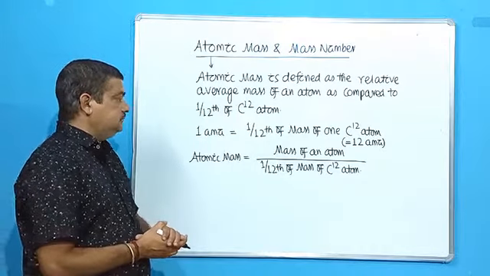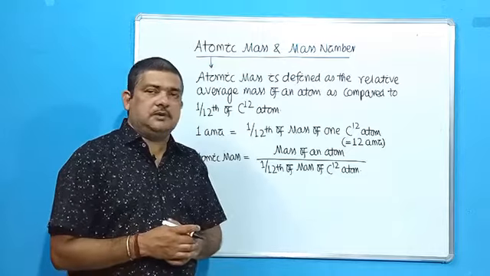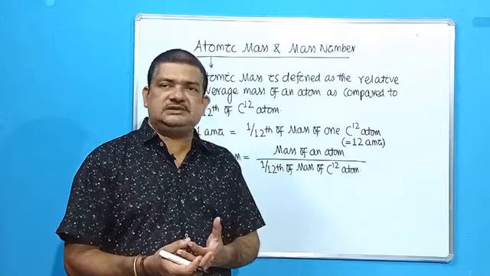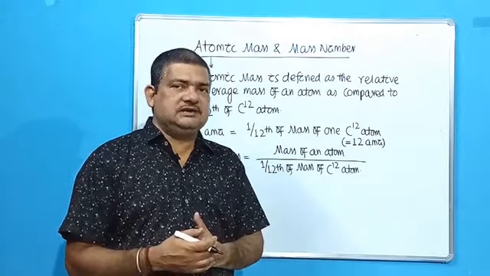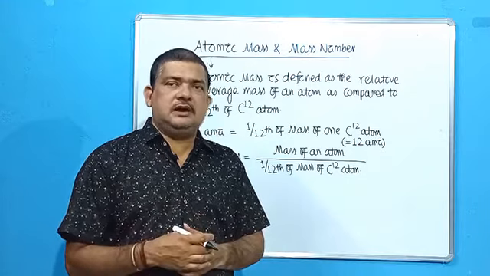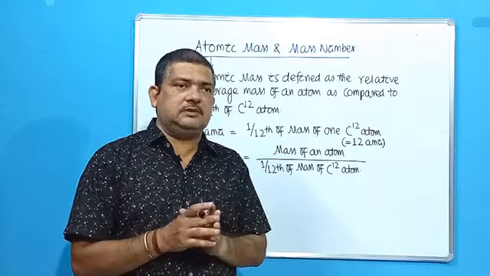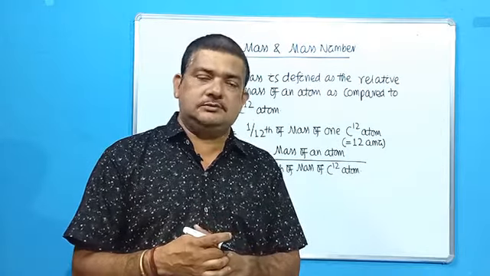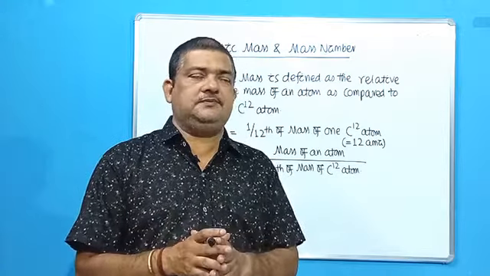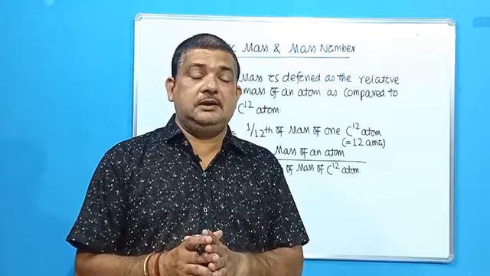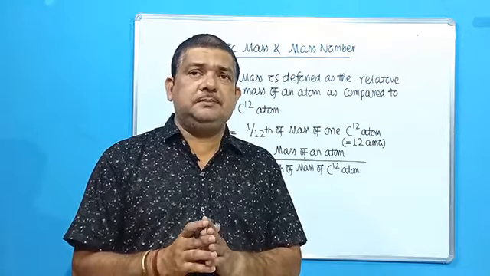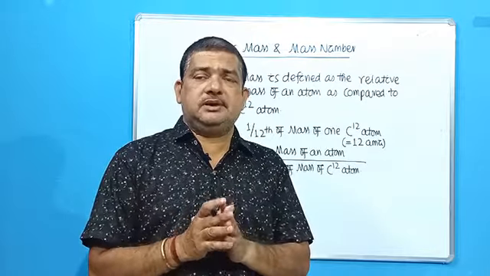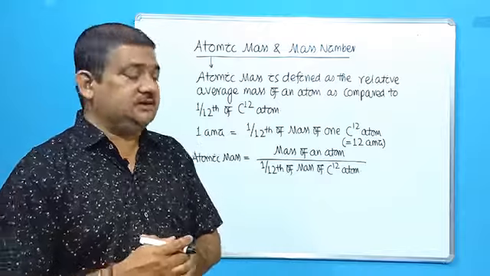AMU is a very small unit. Suppose your weight is asked, you will say 50 kg, 60 kg. That means you are 60 times heavier than one unit, that is called 1 kilogram. If we use gram and kilogram to express atomic mass, it will be a big unit for it. Atomic mass is such a small number, so for this a separate unit is used, called the atomic mass unit.